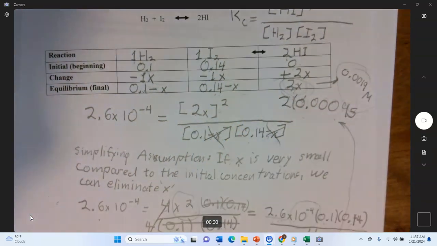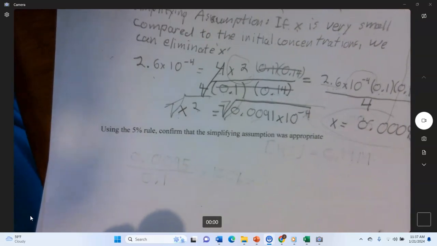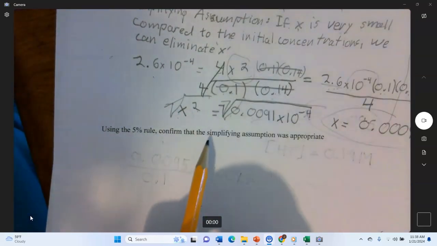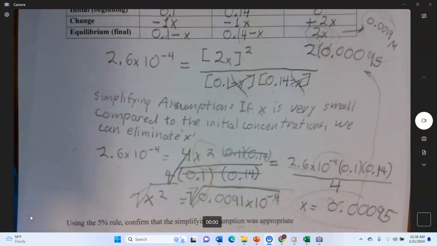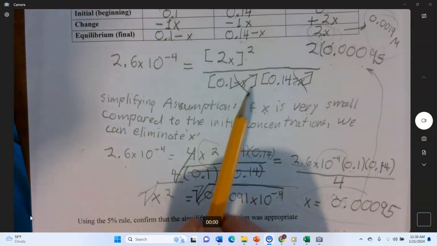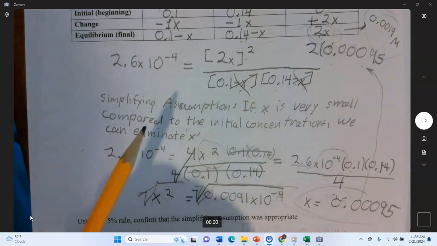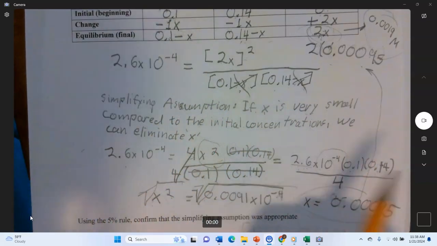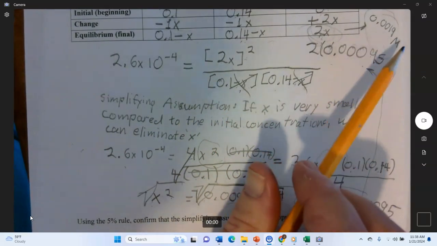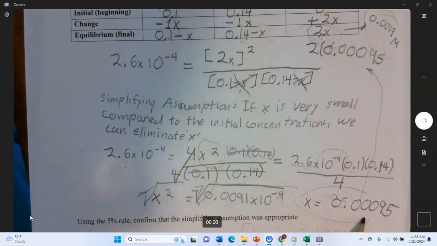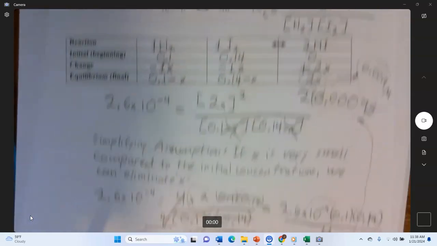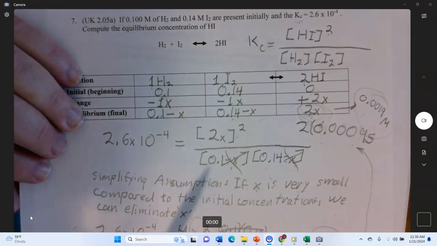Now, let's go down here. It asks you, using the 5% rule, confirm that the simplifying assumption was appropriate. What that means is, was it justified in just dropping these x's like they didn't exist? So if the value of x, it's not that value, it's the value of x, is less than 5% of the original concentrations, then it's justified.